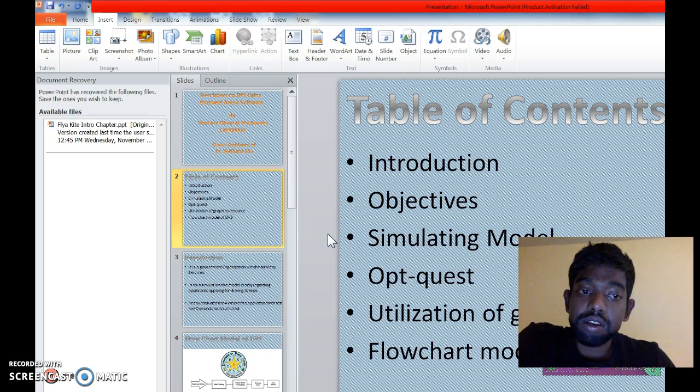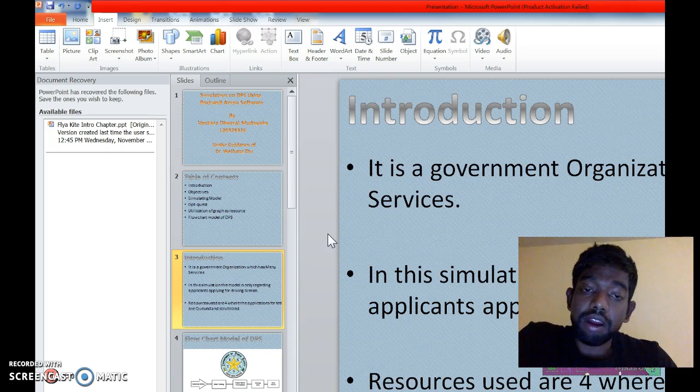model of DPS. Coming to the introduction, DPS is a government organization which offers many services such as issuance of handgun licenses, issuance of driving licenses, and criminal records research and so on. In this simulating model, I have basically considered applicants for driving licenses. Here, mainly I have used 4 resources, and the people or the applicants who come for the driving tests are queued and scrutinized carefully before they are issued driving licenses.